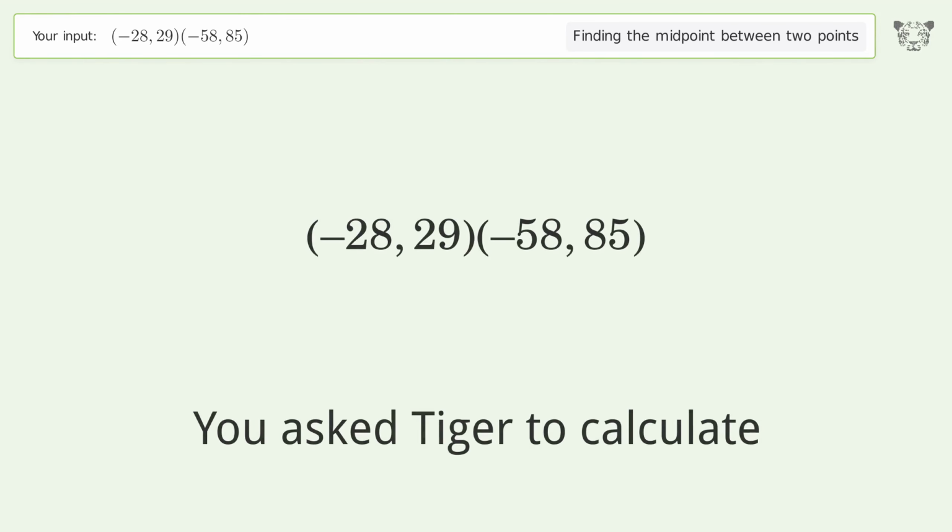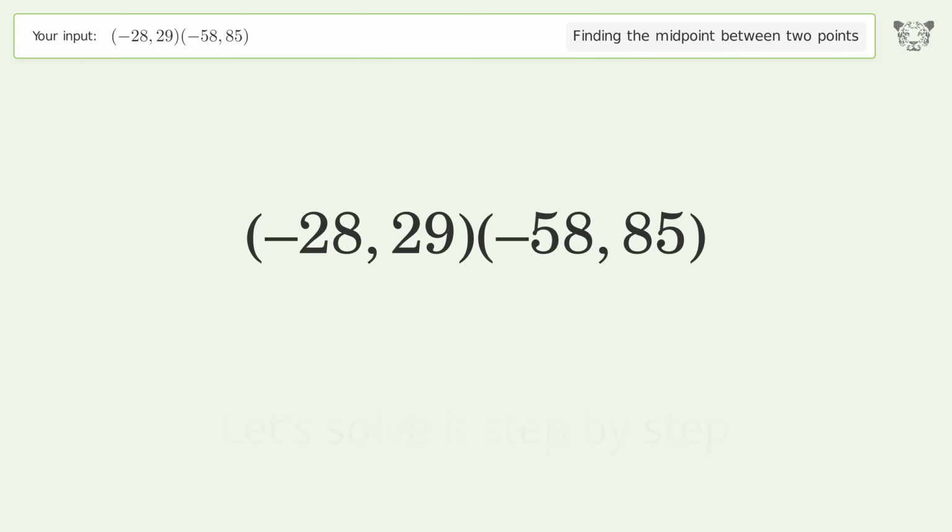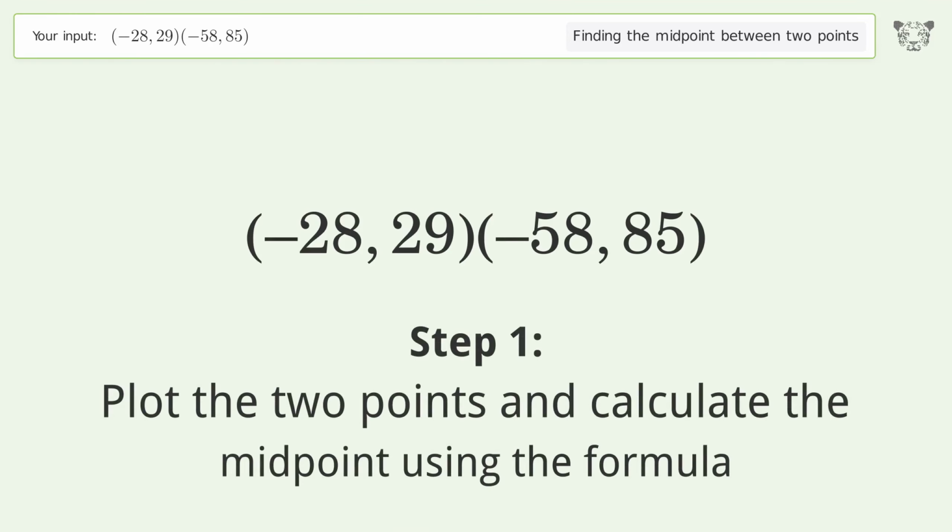You ask Tiger to calculate. This deals with finding the midpoint between 2 points. The midpoint between the 2 points is -43,57. Let's solve it step by step. Plot the 2 points and calculate the midpoint using the formula.